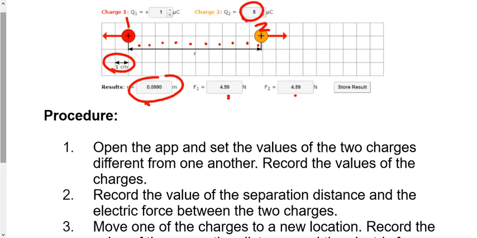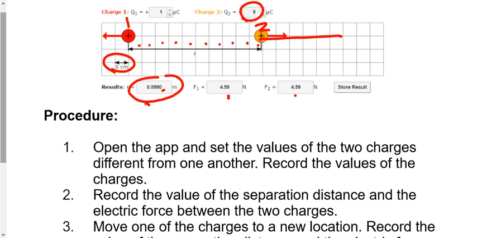Then, listen carefully, what I want you to do is change this value from 0.0990 or whatever it happens to be. You're going to do that not by typing it in here, but by literally clicking on one of these charges and dragging it to the right or to the left. I don't care whether you go bigger or smaller, or bigger, bigger, bigger, and then smaller. It doesn't make any difference what order you do it in, as long as you get at least 10 different separation distances.